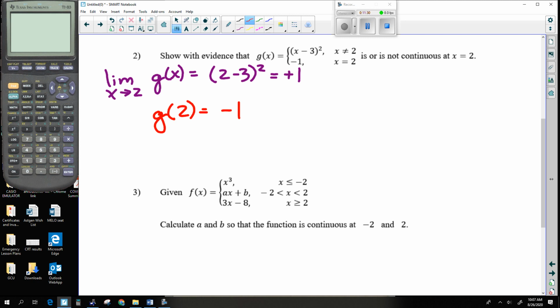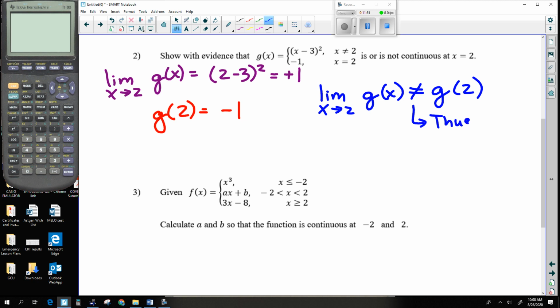So I have the limit, I have the point. Now I have to make that determination, and what do I notice? I notice that the limit as x goes to 2 is not equal to g of 2. Okay, the limit is not equal to the point. Thus, g is not continuous at x is equal to 2.